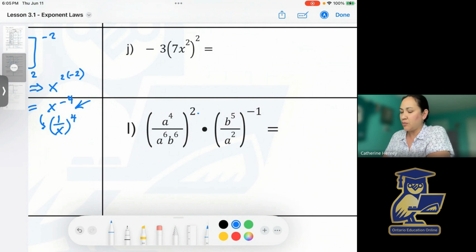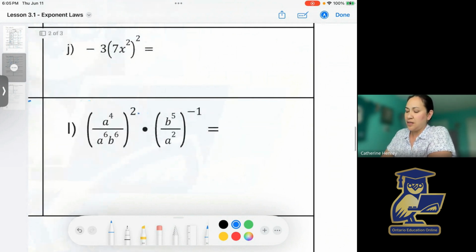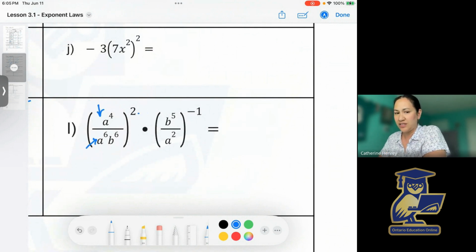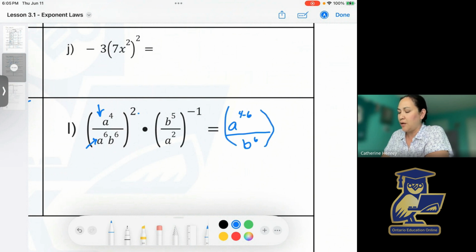So if we take a look at our brackets first, the only thing that we can simplify here in the brackets is this a to the power of 4 and this a to the power of 6. So we have the same base, we'll keep that together, and that's going to be a to the power of 4 minus 6. Now that's the only thing that I can simplify there. The b is still raised to the power of 6. That comes over from the bottom, and then all of this is still raised to the power of 2.